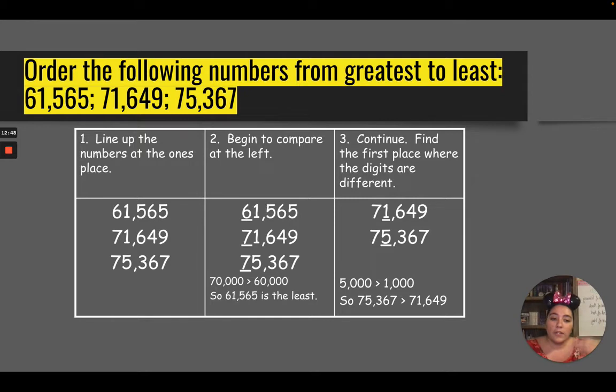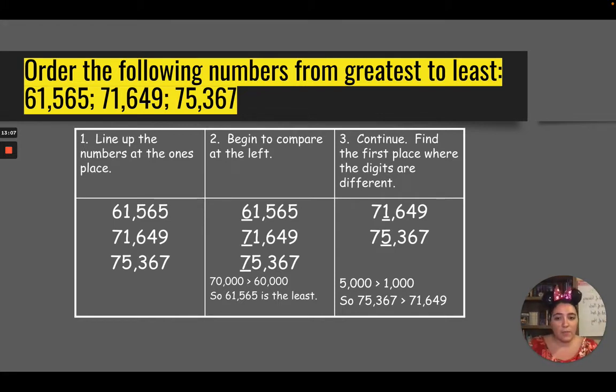All right, so along with 3.2D, this is ordering the following numbers. So you have comparing the numbers that we're doing and ordering numbers, all right? So order the following numbers from greatest to least. We got 61,565, 71,649, as well as 75,367.